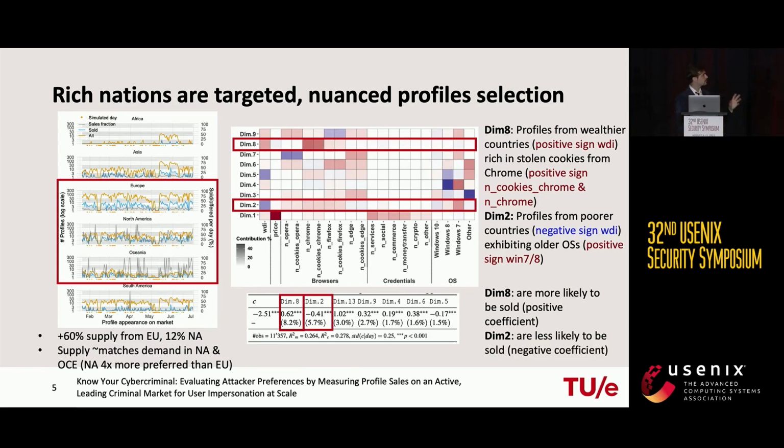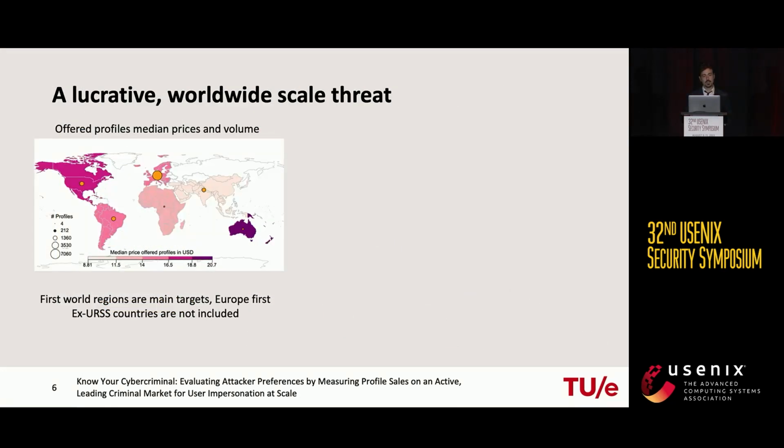What I want to stress about this plot is that considering just the wealth of the country where the profile originates is not enough. You can see there are many factors playing a role in the decision-making of the attacker, so it is really hard to disentangle the single effects. By looking at the scale of the threat globally, we see that, again, first world regions are the main targets, and profiles originating from Oceania and North America are the most pricey. Europe follows. As is quite customary for Russian markets, Russia and other ex-USSR countries are not included.